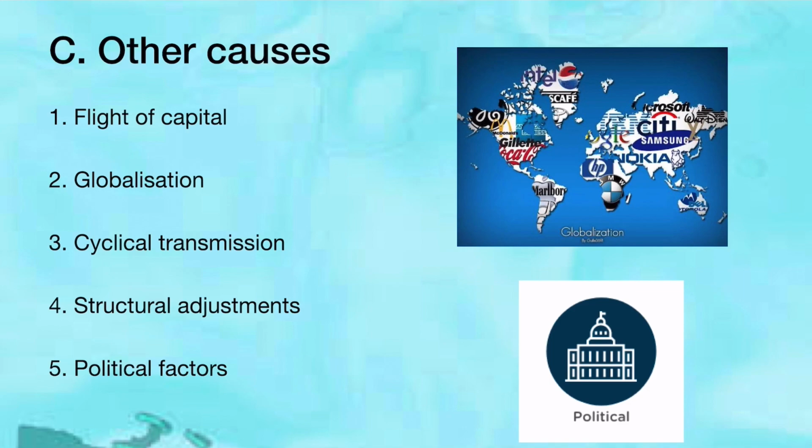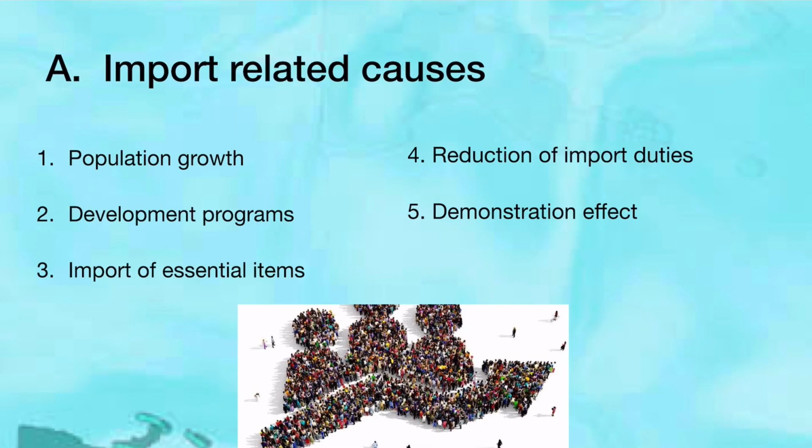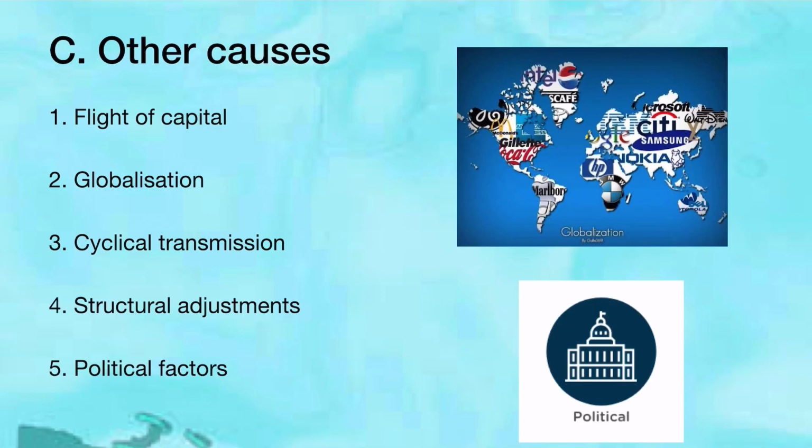What do we need at the end of the day? We want exports to overlap imports. Because of political factors, the reverse happens. Imports start increasing and exports start decreasing. So these are the three different causes that result in disequilibrium. We studied the import related causes, export related causes, and other causes.